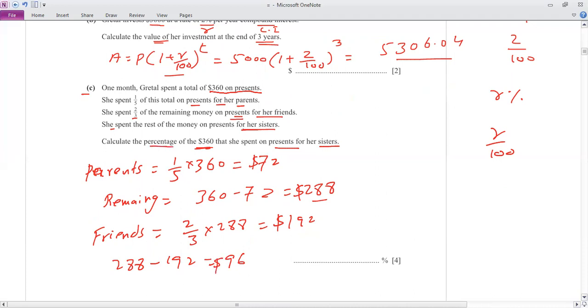We have to calculate the percentage of $360 that she spent on the present for her sister. So $96 she spent for the sister. It means now you have to find the percentage of 96 out of 360. So 96 over 360 multiplied by 100%. So calculate, multiply with 100 is 26.66. That will be approximately 26.7%. Got it?